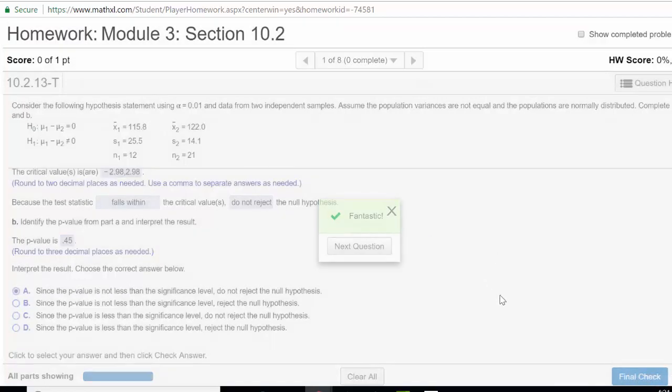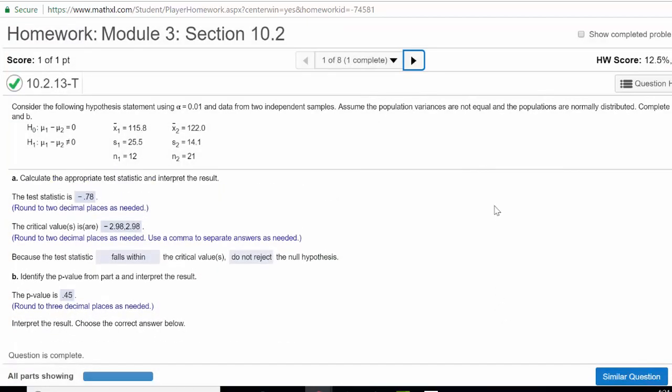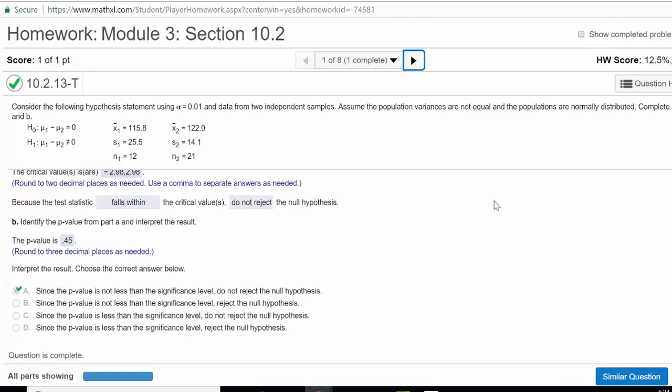Yes, that is correct. Okay, so here's how you would solve this problem. Again, I want to emphasize this part right here. We need to check that our assumptions are satisfied because these samples are actually small. But because the populations are normally distributed, we're good to go here.